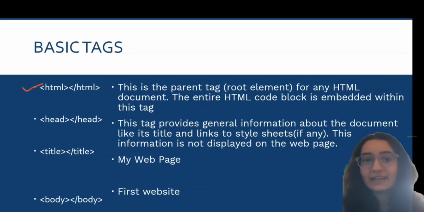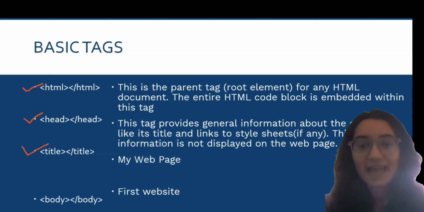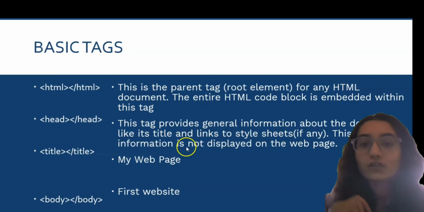Then is our head tag, which provides general information about the document. Next is title tag, which is for giving title to our web page. And then comes our body tag, which defines the body of our web page. Let's talk about headings tag now. So there are 6 types of headings in HTML, H1 to H6, where H1 is the largest heading and H6 is the smallest heading. So let's see it practically so that you can understand the difference between them.